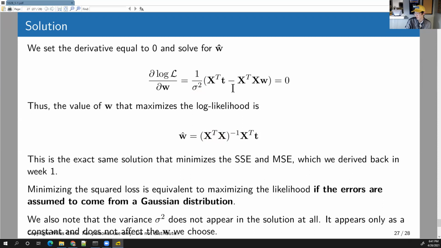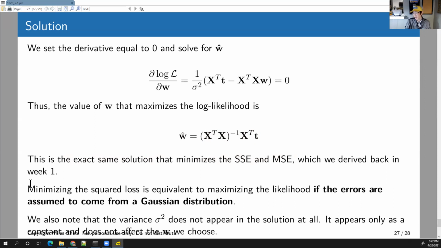I skipped a step here, but I've got x transpose t is equal to x transpose x w, and I multiply both sides by x transpose x inverse. And so I get x transpose x inverse x transpose t is equal to w hat, right? And this is a very familiar quantity to us. This is the exact same solution that we had earlier that minimized the sum of squared error, minimized the mean squared error. We derived this way back in week 1. This is the exact same solution, right?